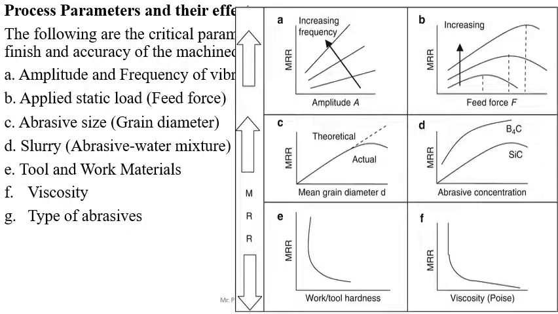Look at here, the graph tells the amplitude, feed force, mean grit diameter, abrasive concentration, work or tool hardness and viscosity will affect material removal rate. Now we will move on to the next slide and we will discuss these critical or process parameters in detail one by one.